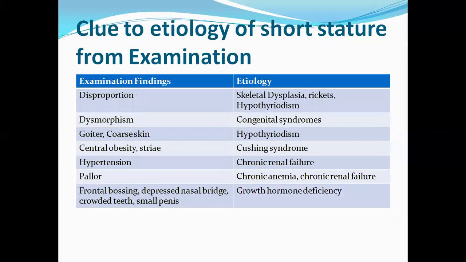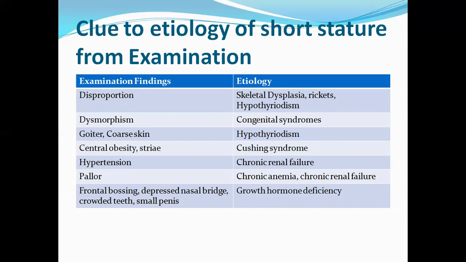Then when we do the examination, disproportionate short stature, skeletal dysplasia, rickets, and hypothyroidism may be there. Dysmorphism: when we see the baby's face is not normal, we may be dealing with a congenital syndrome. Goiter, coarse skin, hypothyroidism, central obesity and striae point towards Cushing syndrome.